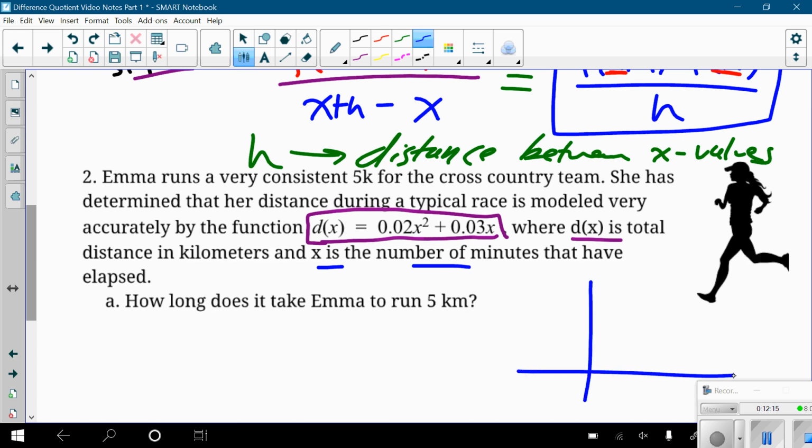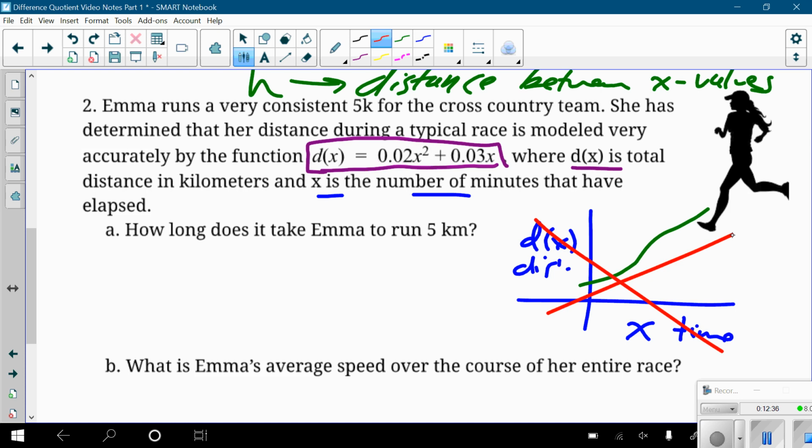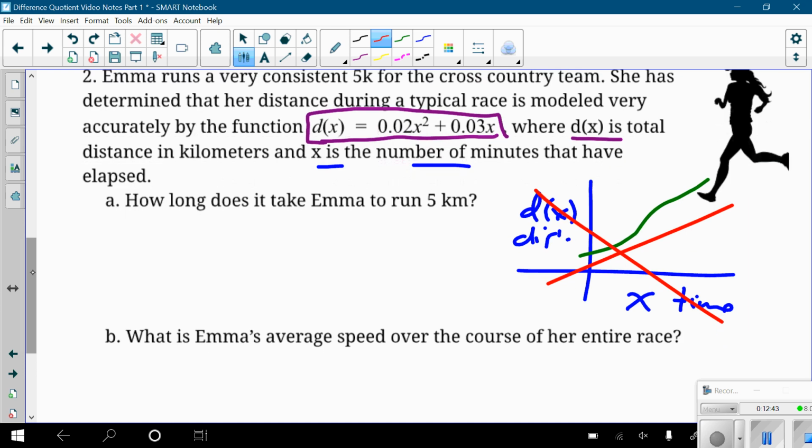I could totally draw a graph and call this x, and this would be time, and this would be the y values, d of x, distance, and I would graph this, and it'd look just like the one with Gianna on the last problem. Only I'm not going to graph it. I'm going to do this just understanding what's going on. So I'm not going to rely on a graph here. Same idea though, a distance versus time graph.